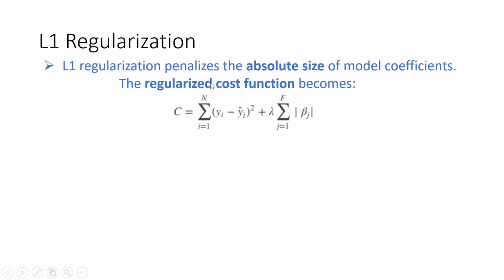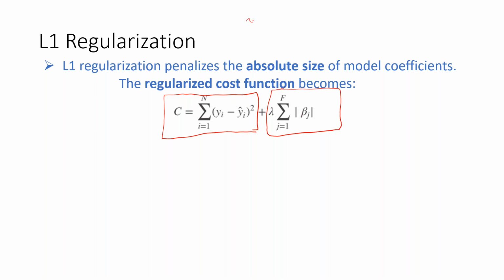So L1 regularization penalizes the absolute size of model coefficients. The regularized cost function becomes this. Earlier, for regular simple linear regression, our cost function is up to here only. We are adding a new term. This is called the L1 term.